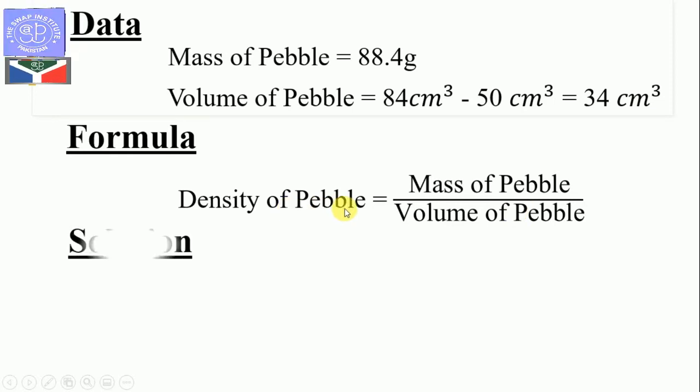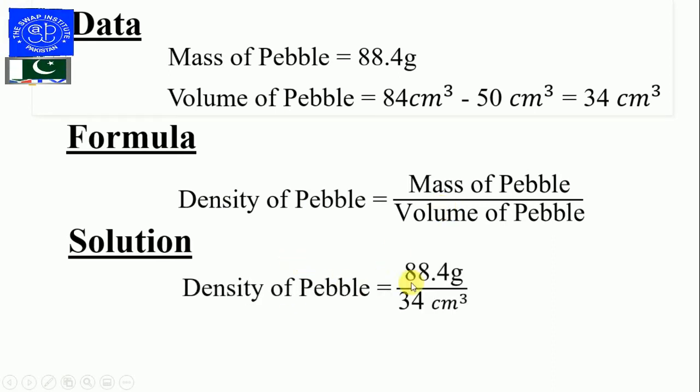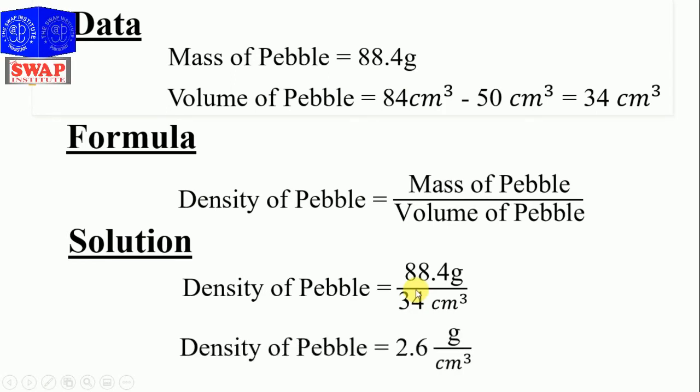Now I am going toward the solution of this problem. Just by replacing the values in this formula, we will get that the density of the pebble is 88.4 gram divided by 34 centimeter cube. Just by dividing both values, we will get 2.6 gram per centimeter cube, that is the density of the pebble.